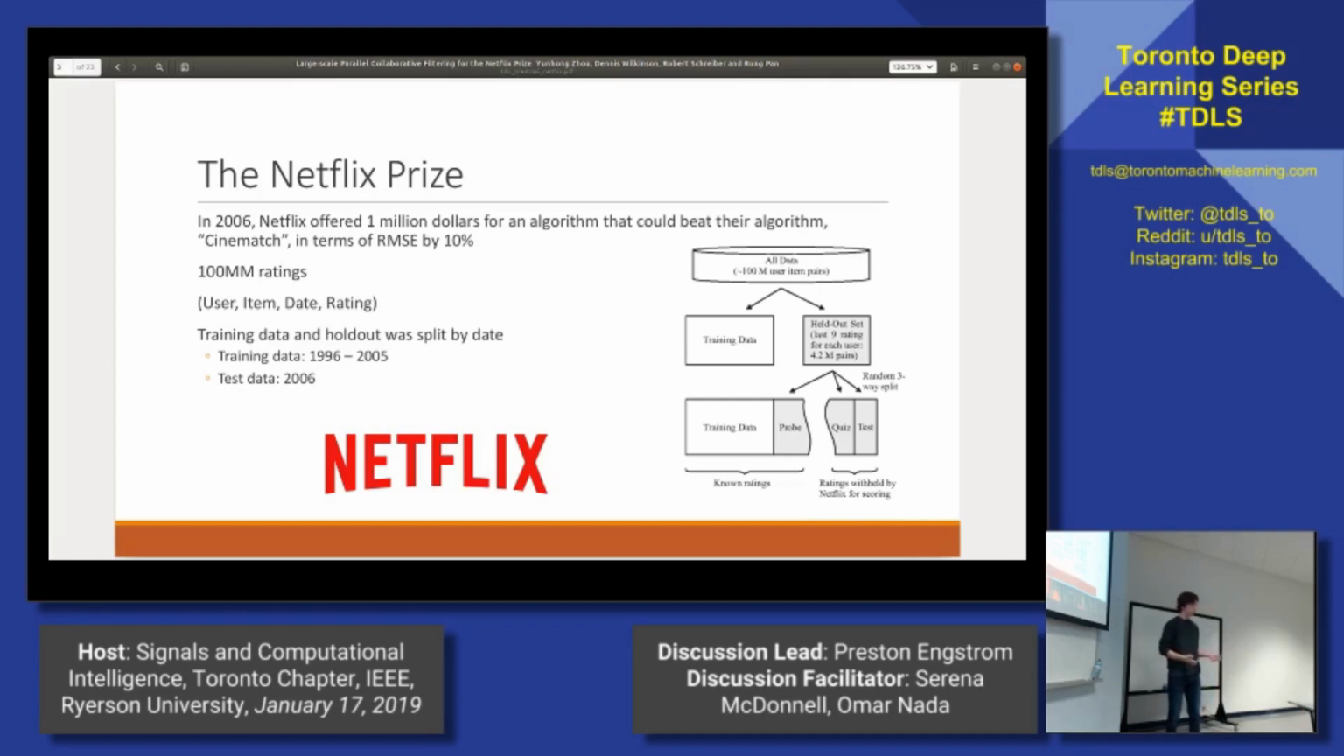So the way the prize was formatted is in 2006, they released this data set of 100 million ratings. So those were user, item, the date that they made the rating, and the score of the rating. Those ratings were distributed over time, starting from 1995 to 2006. And using that time scale is how they split between their training set and test set. And the training set is split between a train set and a validation set, which for the purposes of consistency, we're going to call the probe data set, but it's just a validation data set.